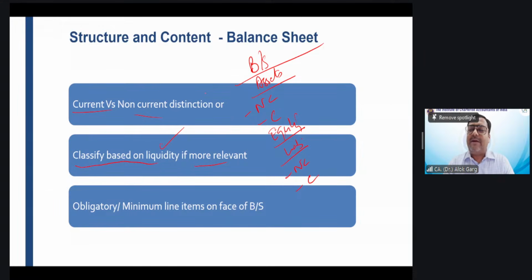Can you give me any example where Schedule 3 also permits to classify on the basis of liquidity instead of current versus non-current? In case of NBFC companies, Division 3 of Schedule 3, which is not part of your curriculum, classifies your balance sheet items not in current and non-current. The headings are financial assets, non-financial assets, financial liabilities, non-financial liabilities.